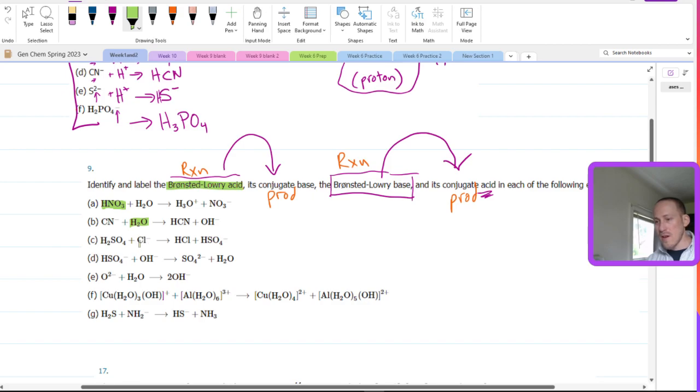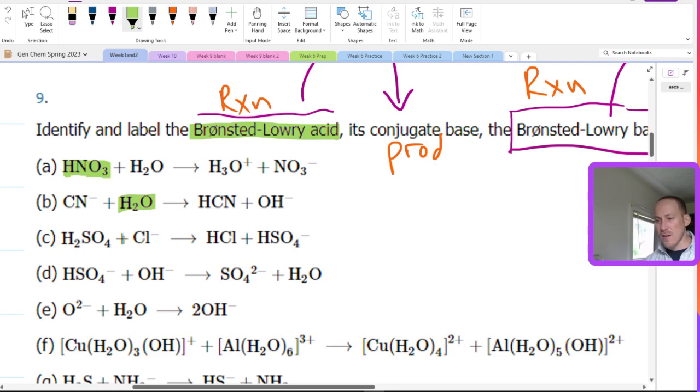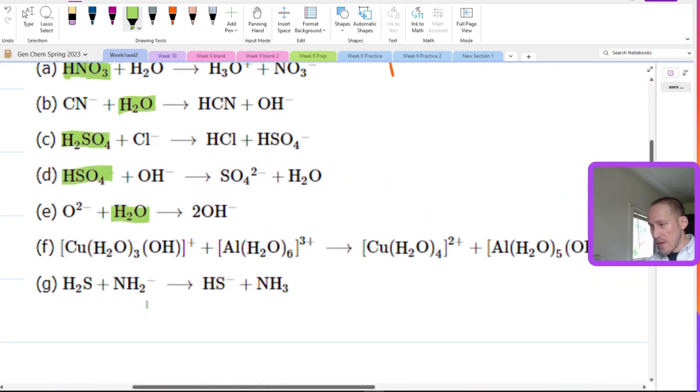It's obviously not chloride right here. Let me zoom in on that. It's obviously not chloride. Chloride has no protons to give. And in the previous one, it's obviously not cyanide. It doesn't even have a proton to give. That's clearly giving the proton. Sometimes we do have to look over on the other side to really know, but here, this sulfate is a product, so that lost a proton. Here, obviously that lost a proton because the oxide didn't have one to begin with.